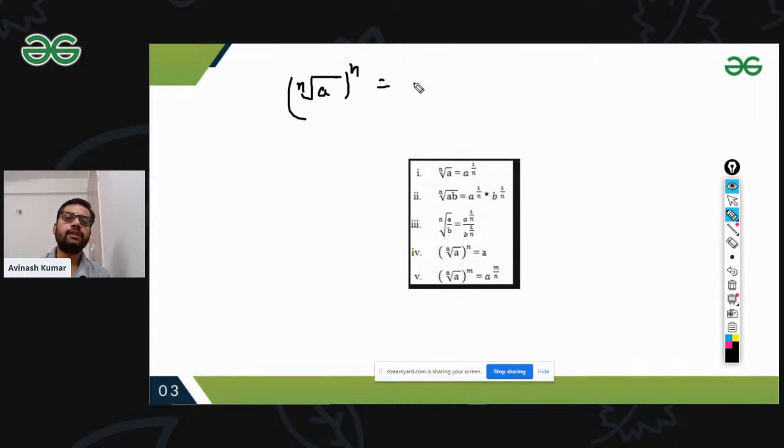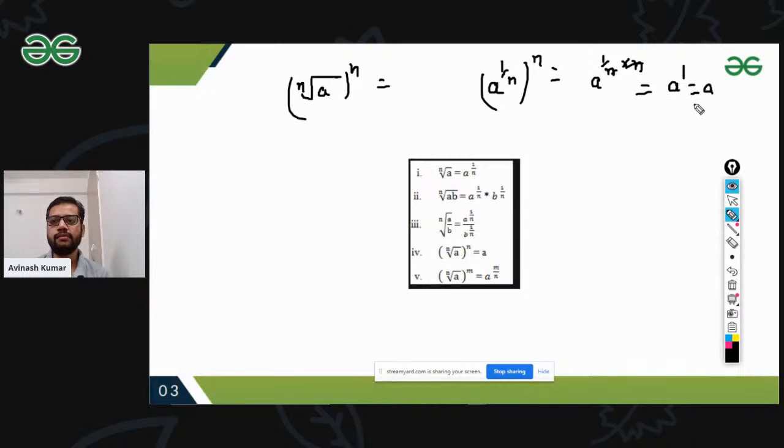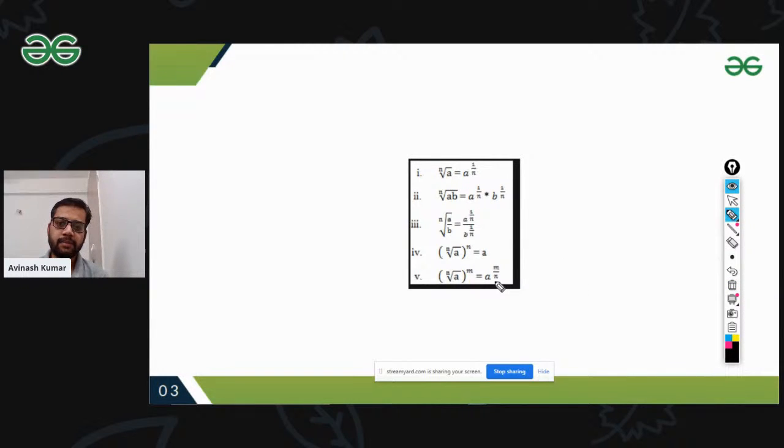Now I'm going to resolve this one. For this part I'm using this formula, so this is a to the power 1 by n, to the power n. Now the powers are going to multiply with each other, so a to the power 1 upon n multiplied by n. This n cancels, and a to the power 1 is equal to a. That's why this value gives us a. You will find the same thing once you are solving the questions. And if this m or n is not the same, then this formula will be converted as a to the power n to the power m. So this can also be written as a to the power 1 upon n to the power m, which is a to the power m by n.